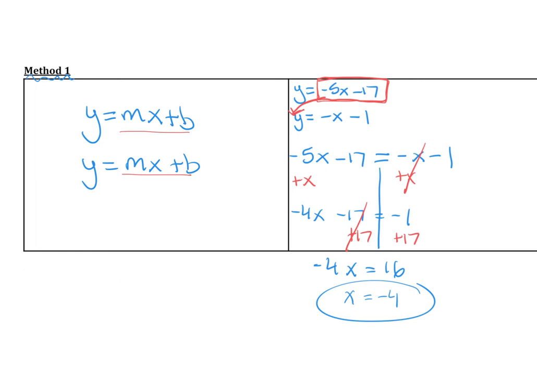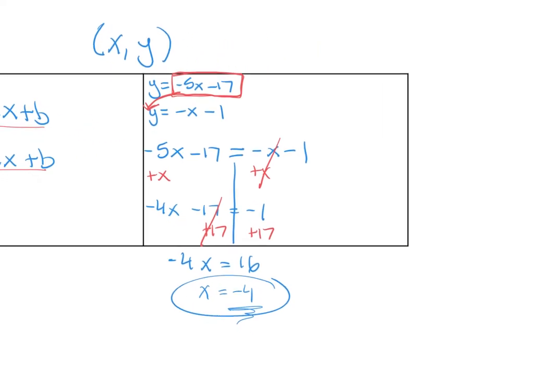Now, solutions to our systems always have an x and a y. We have only found the x. So how do we find the y? What we can do is just take our x and substitute it in for x to find the y. And you can do either x in either equation. I'm going to do both just to show you. So for the first one, y equals negative 5 times x, but we just got negative 4, and then minus 17. So 20 minus 17 is 3.